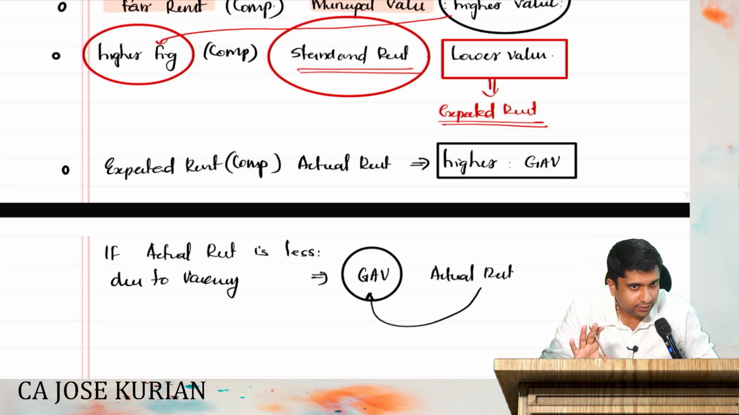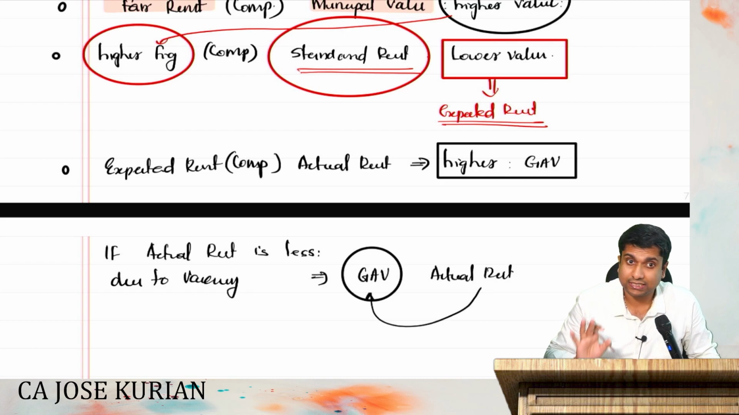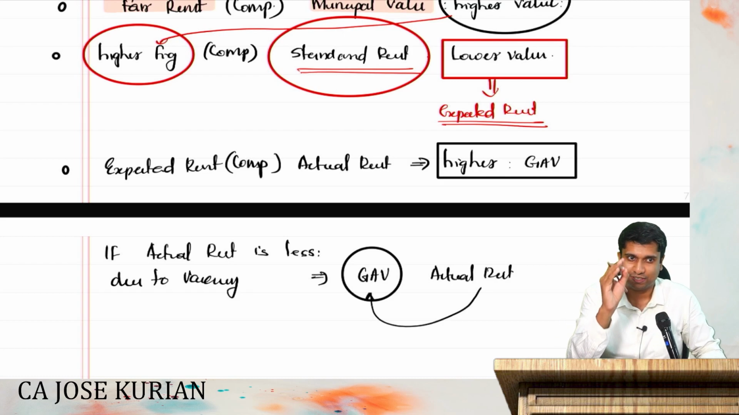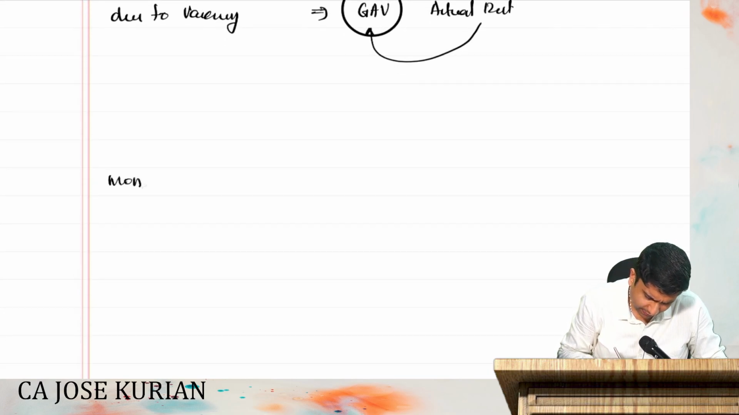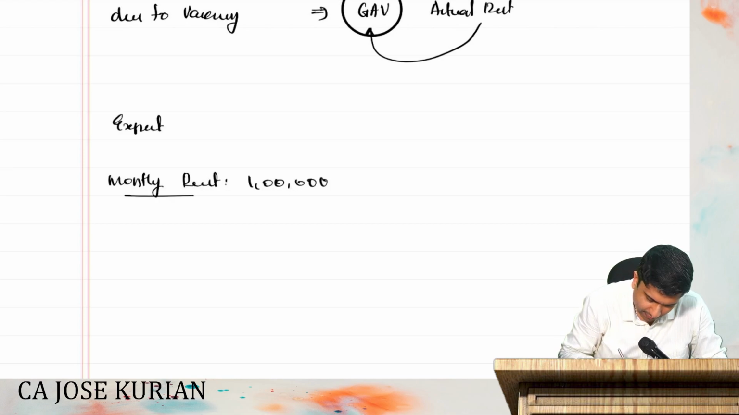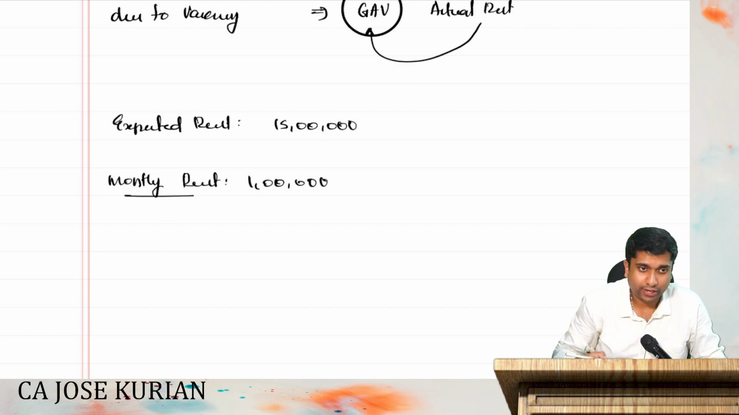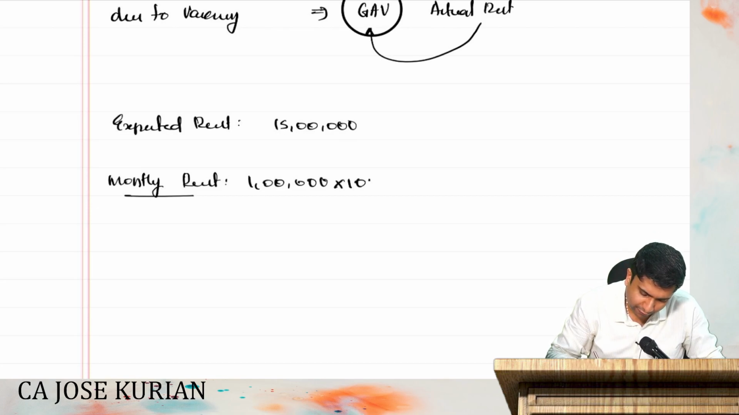Are you all listening? Now let me give you one scenario. This is very, very important. This is a tricky scenario. Listen. Say for example, there is a let out property and my monthly rent is 1 lakh rupees. Expected rent is 15 lakhs. I have rented that particular property for 10 months. There is a 2 months vacancy.